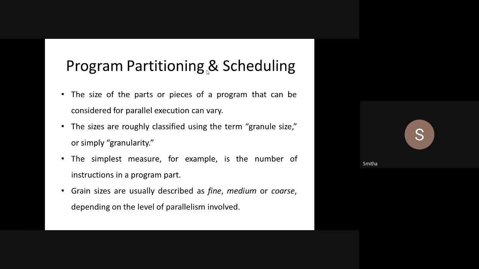Why is it required? In order to execute the program parallelly, so that we can give each piece to a different thread. I hope this concept is clear.